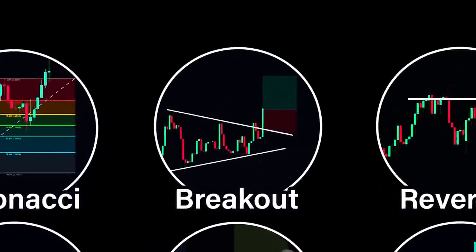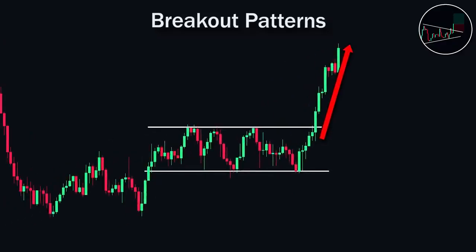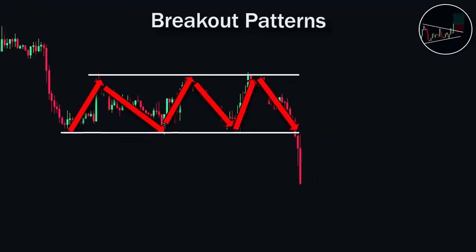Breakout Patterns. It is when price makes a sudden and significant movement towards one direction. This usually forms after the market makes a consolidation period. For example, here we can see that the price is consolidating. Then, it suddenly moves sharply to the downside. This is called a breakout.